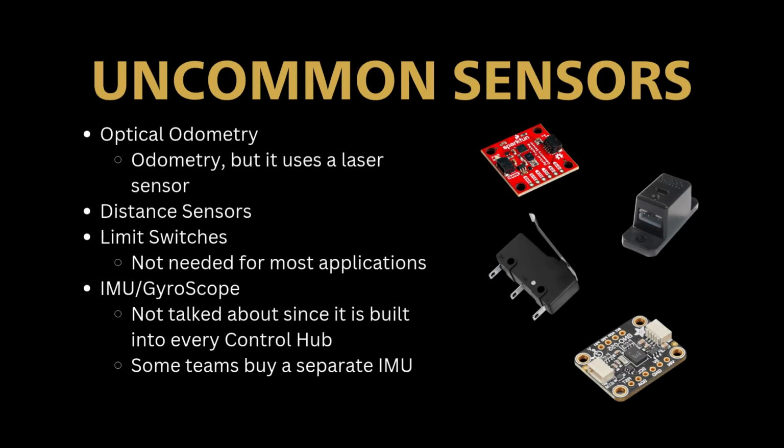Some uncommon sensors we have are optical odometry, which is like an odometry sensor, but instead it shoots a laser out. It's the red board right there. Then we have distance sensors, which are ultrasonic and return distance. Then we have limit switches, which are useful: when the metal prong in the middle of the screen is pressed down, it will return an electrical signal. And then we have an IMU, or gyroscope. I didn't talk about this earlier because there's one built into the Control Hub for you, but it can track acceleration, rotational acceleration, and tell you how many degrees your robot has moved. It's very useful for autonomous.